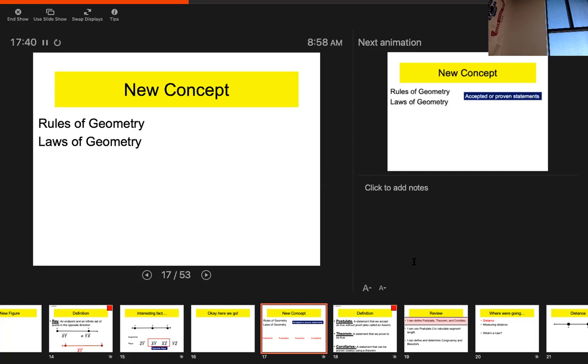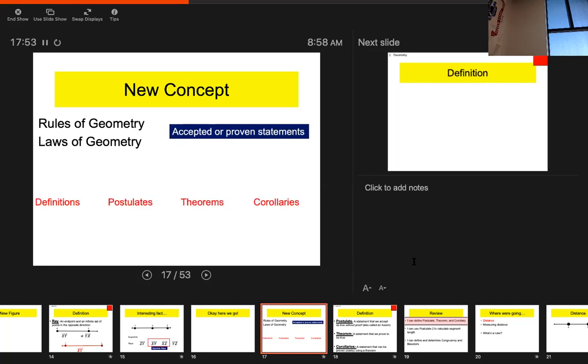Anybody remember from previous classes what we call the rules and the laws of geometry? There are four of them. Euclid called them the same thing, sort of. He called them definitions. You don't need to write this down yet. Postulates, theorems, and corollaries. Okay, well, I kind of know what a definition is, but the rest of the stuff I have no idea. I will tell you.